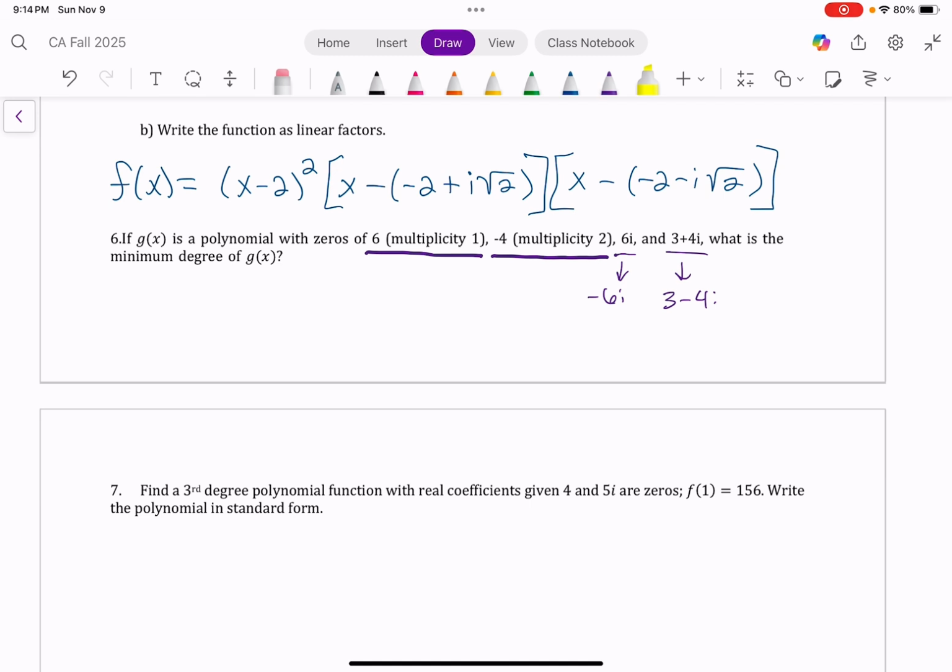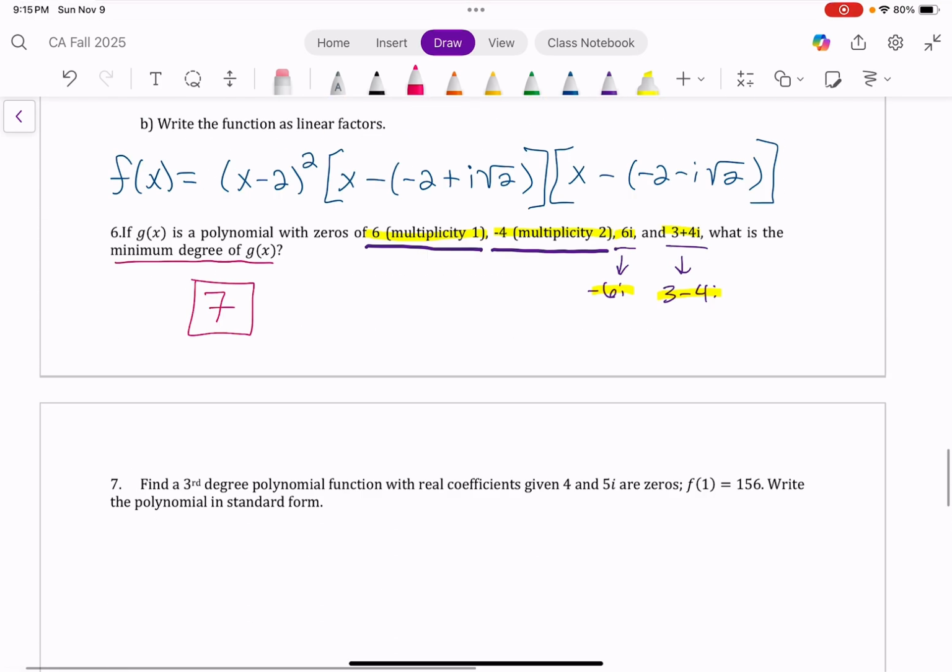So we just count up how many zeros we have. We've got 1, 2, 3, 4, 5, 6, 7. So there's 7 zeros here that we can account for. So the minimum degree of this function has to be 7 based off what we know. Okay, and we'll stop there.